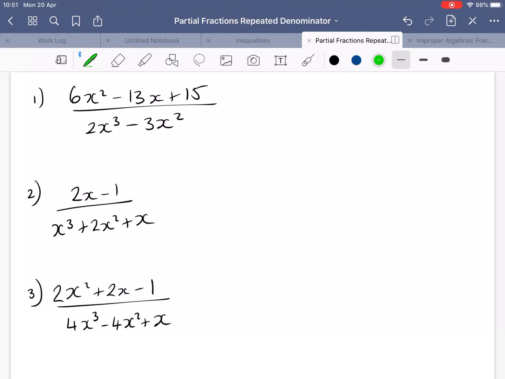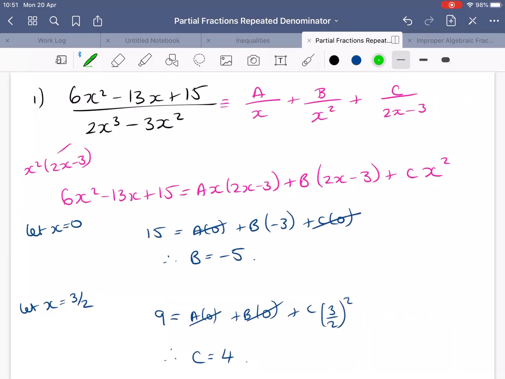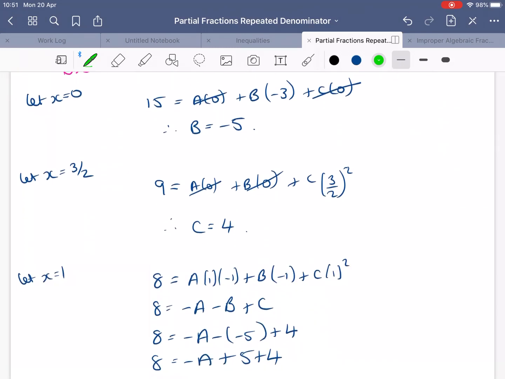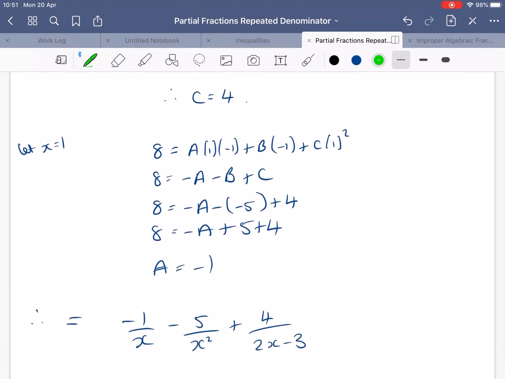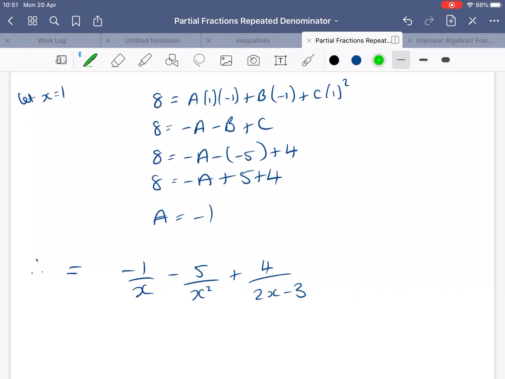Press pause and then I'll show you the solutions. Okay, so first one, you can take out a factor of x squared. So you're going to get a over x plus b over x squared plus c over 2x minus 3. Then hopefully, straightforward, x equals 0, x equals 3 over 2, and then finally x equals 1. And that's the solution that you get.